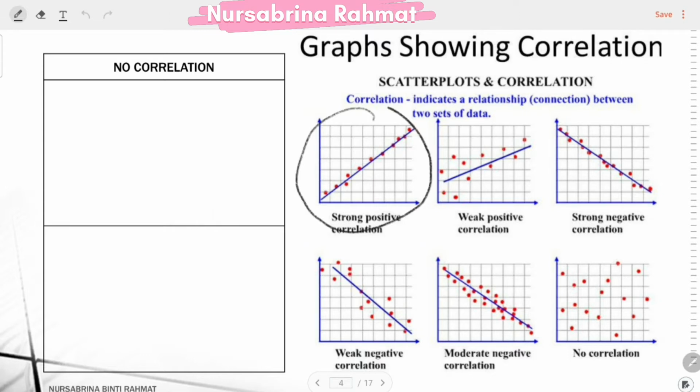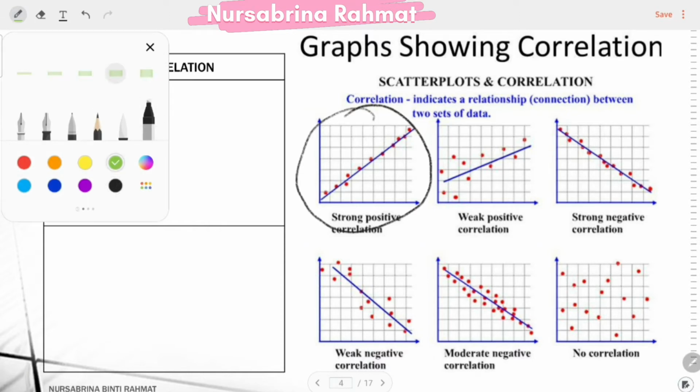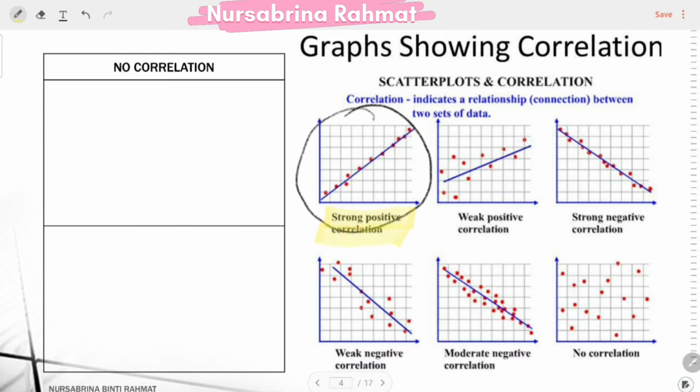Let's look at more examples of different scatter plots. In the first one, all the values of variables x and y fit on the line of best fit, so we have a strong positive correlation. Secondly, you still have a positive gradient, so both variables are directly proportional to each other. But in this one, the points are not on the line of best fit. They are scattered, but in the positive direction. So we call this a weak positive correlation. It's still positive because it has a positive gradient, but it's weak.